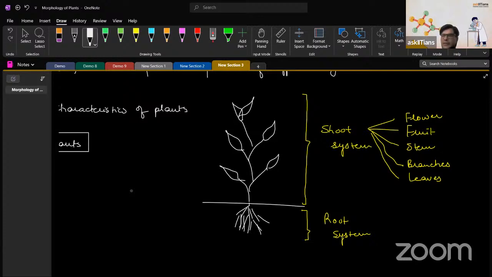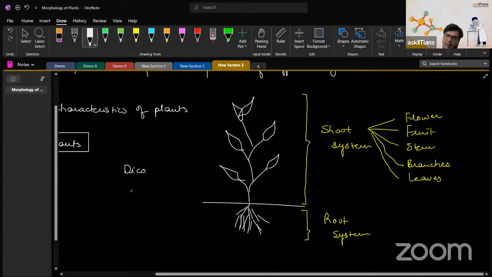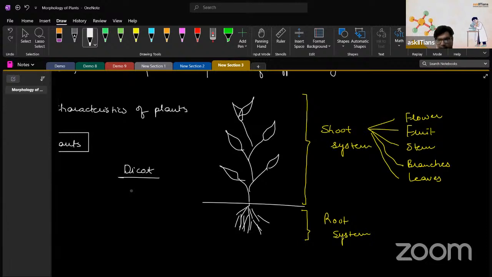Again, the lower plants don't have the shoot system, root system, or anything like that. Their morphology is not that detailed. But here we have especially focused on the higher plants, especially the dicots. So in the majority of the dicotyledons, first of all, I hope you have heard about the radicle. The radicle leads to the formation of the primary root.